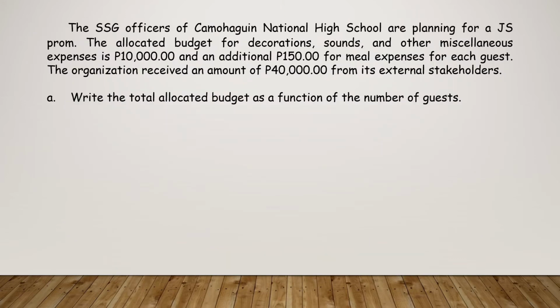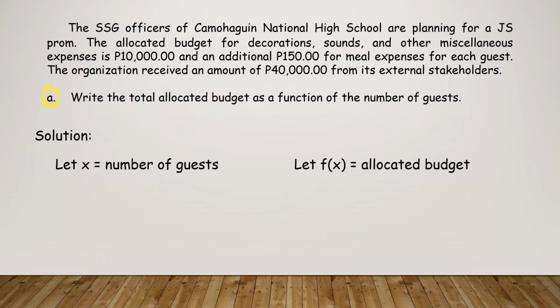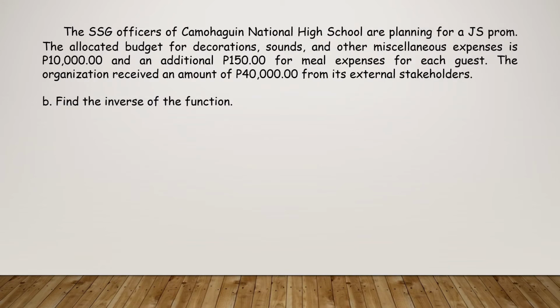pesos. So for our solution, for letter A, unahin natin ang A, write the total allocated budget as a function of the number of guests. So we let X as the number of guests, and we let f of x as the allocated budget. Therefore, we have f of x, or the allocated budget, is equal to 10,000, which is the fixed na expenses, yung mga miscellaneous and others, plus 150 for meal expenses for each guest. So, depende pa kung ilang guests. So, plus 150x.